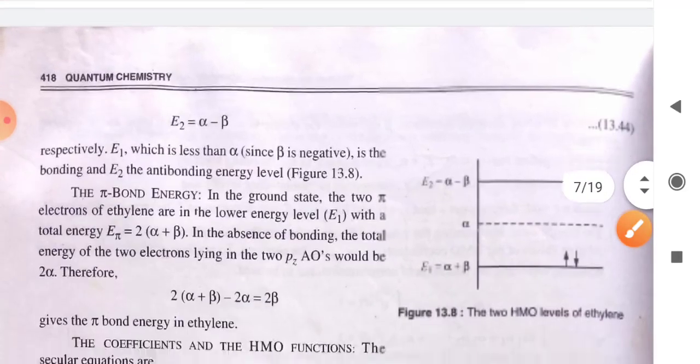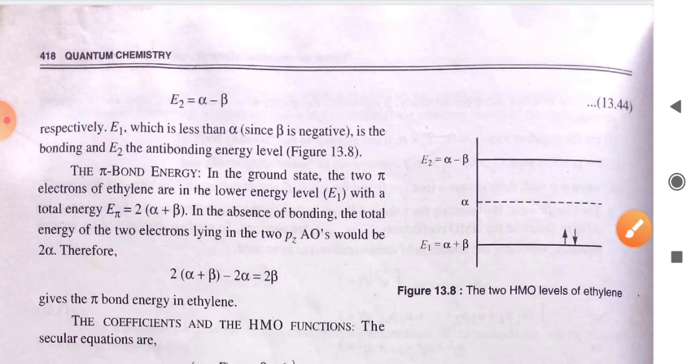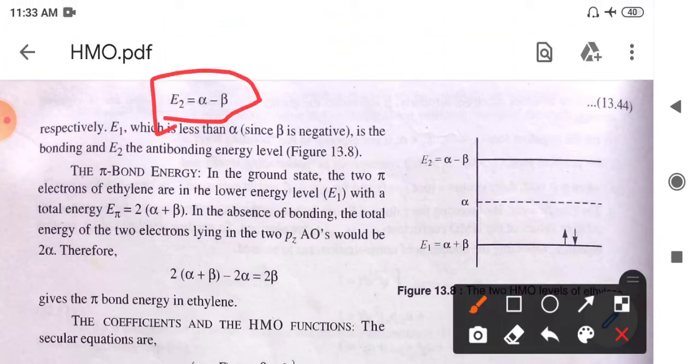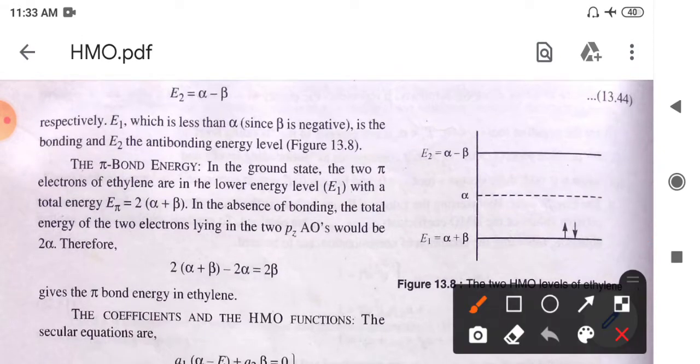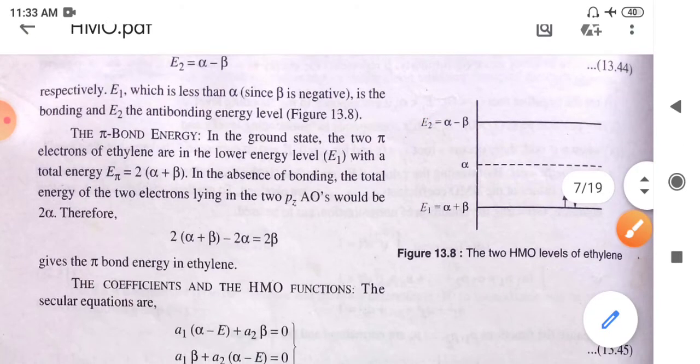What about the next energy level, that is E2? E2 can be obtained by simply putting x equals plus 1. If we put this value for x, we get the energy E2 as alpha minus beta. So if we plot the energy profile diagram, E1 is the energy of the ground state and E2 is the energy of the excited state, because alpha and beta values are negative. If we add two negative values, we get the lower value, and lower values correspond to the ground state energy levels. So this is the energy level.